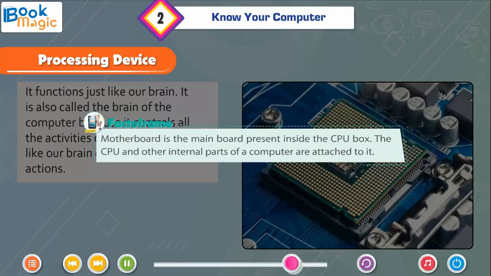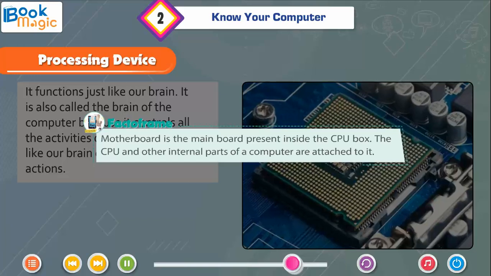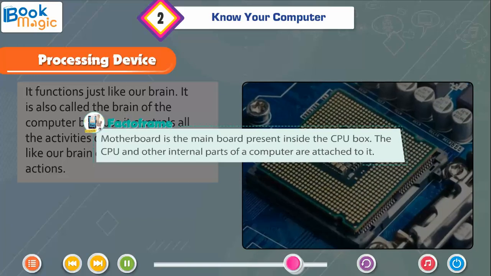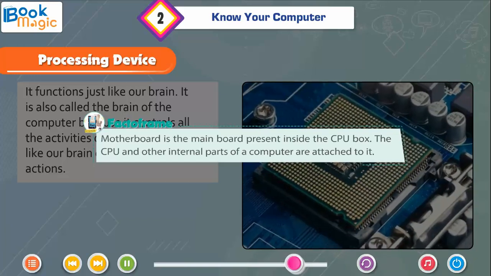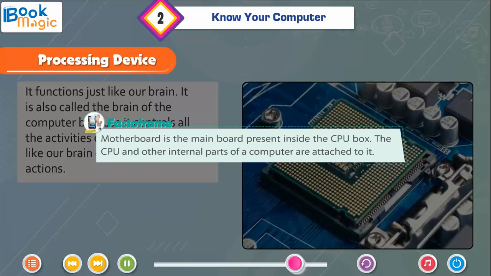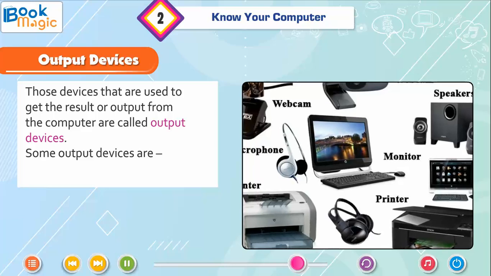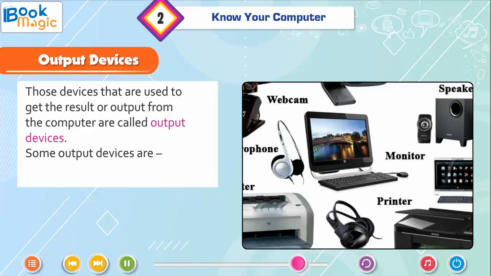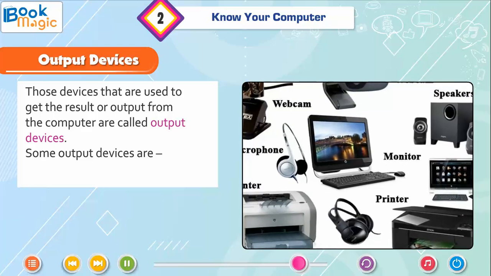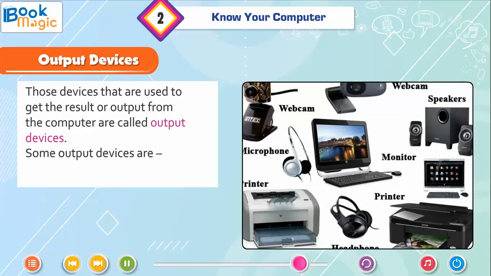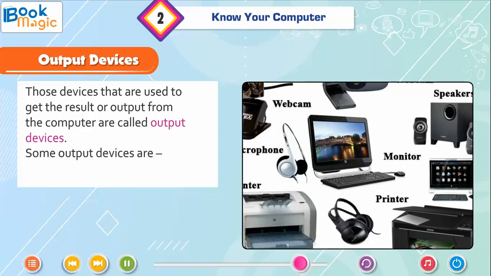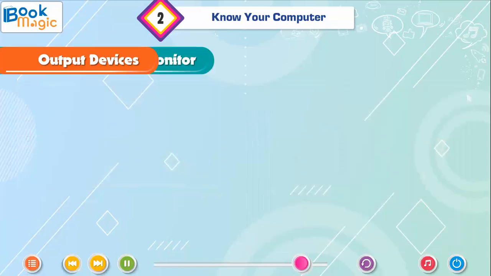Motherboard is the main board present inside the CPU and other internal parts of a computer are attached to it. Output devices. Those devices that are used to get the result or output from the computer are called output devices. Some output devices are monitor.